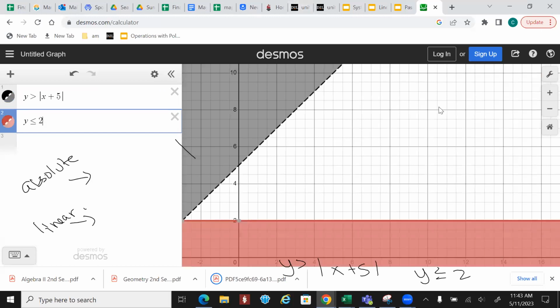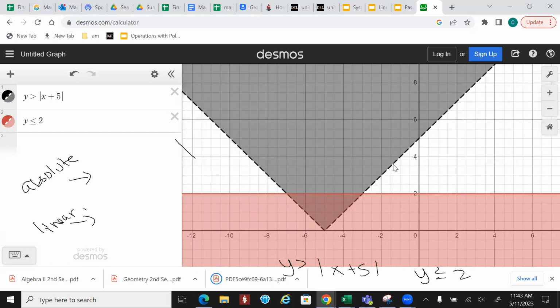Okay, so when we look at this, where do both colors overlap? Right, so all of this. One thing I do want to include is that this line right here would be part of the solution, but anything that lies on this dotted region is not included in the solution. Solid line, good. Dashed line, not an answer.